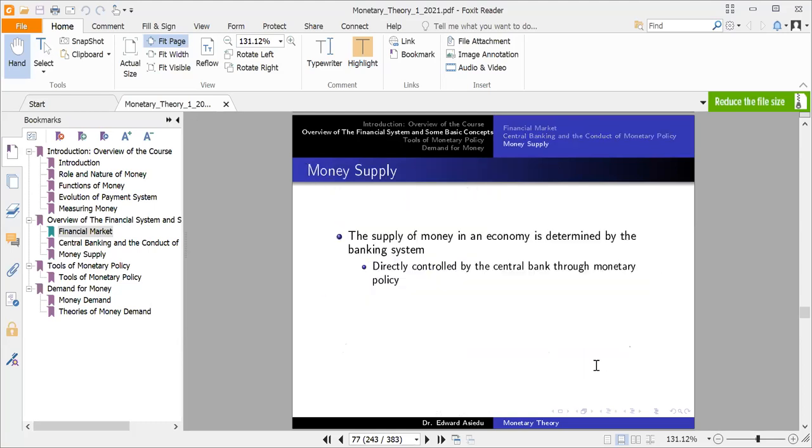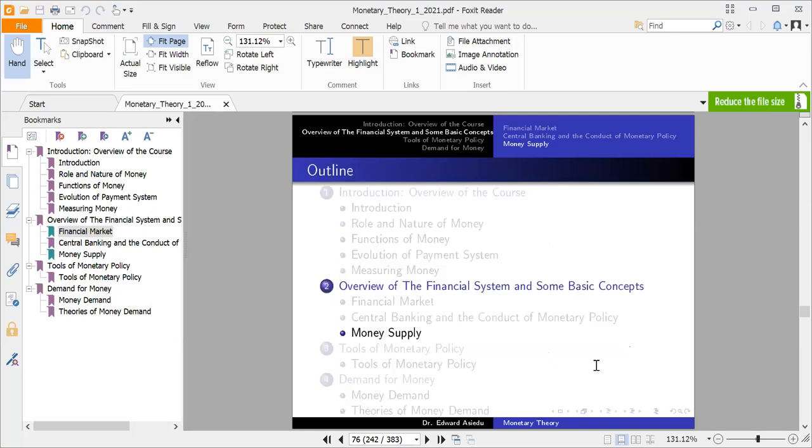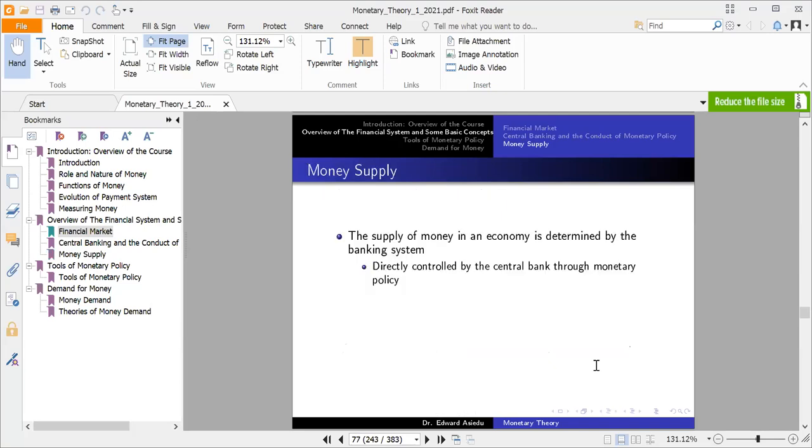Money supply. So now that we understand that the central bank plays a key role in the supply of funds in the economy, let's look at the factors and the tools that the central bank has available. As I said before, money supply also refers to the monetary aggregate, if you remember, and the M1. So for the purposes of this class, we are using the M1. The supply of money in an economy is determined by the banking system.